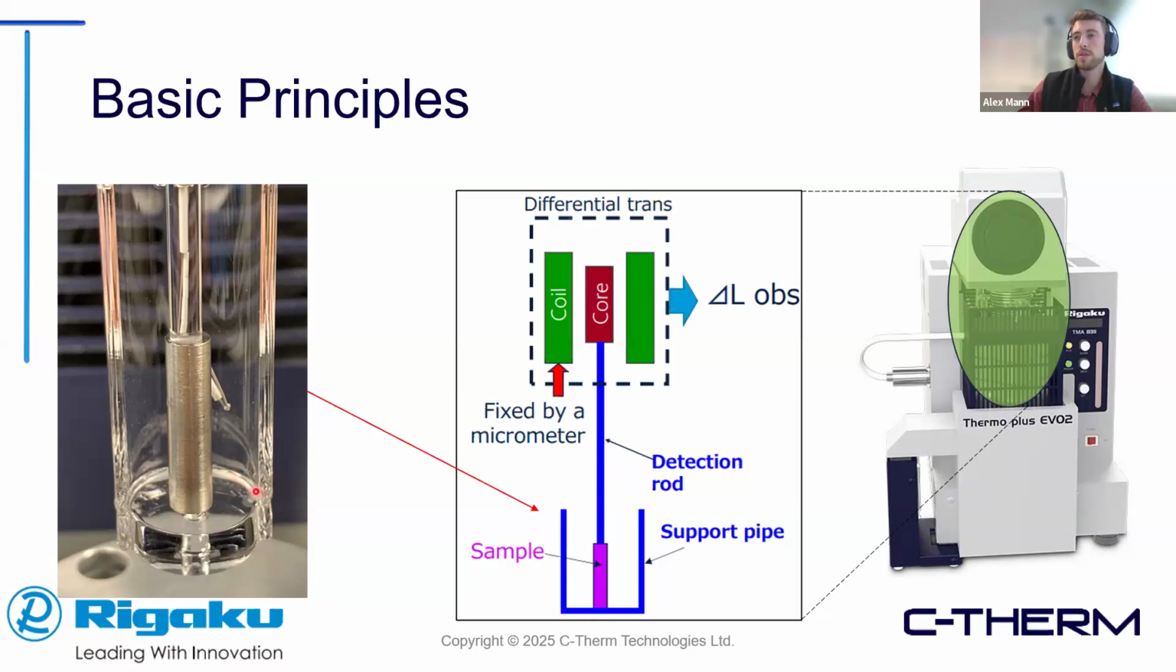So as we can see here, this is our support tube, which is what the sample rests on. And here we have our sample, and then the detection rod, which gets pushed up as the sample expands.